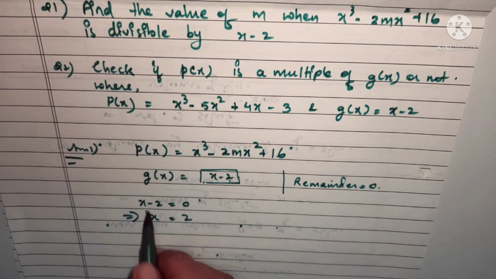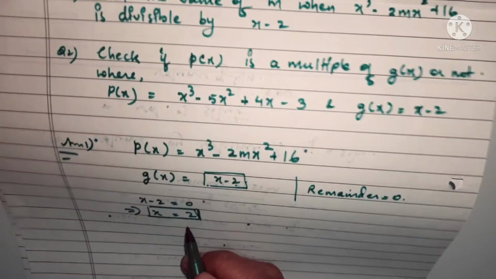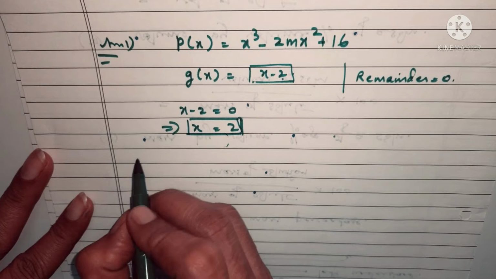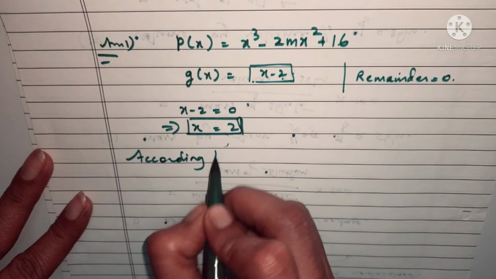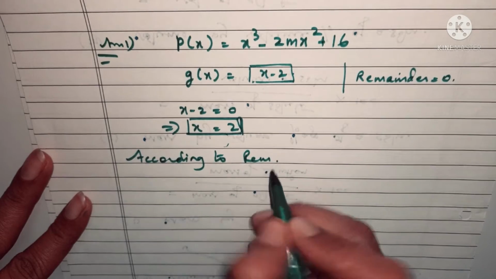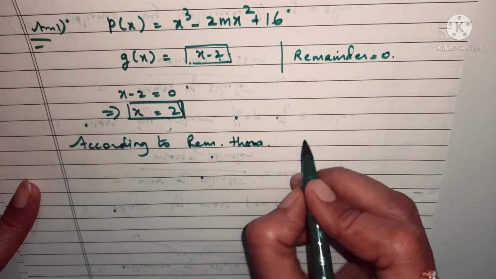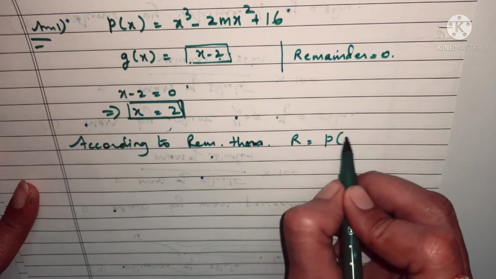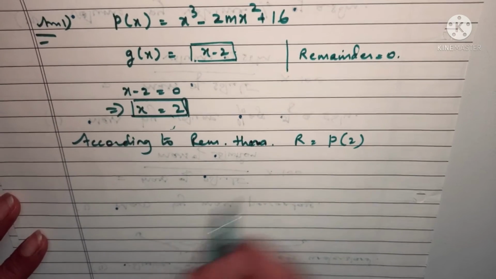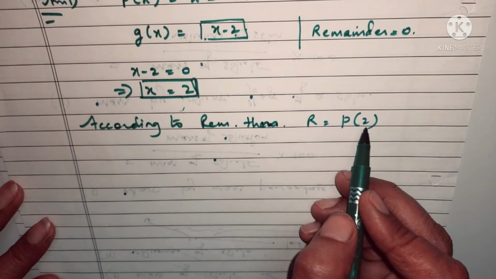Now we will find whether, now our remainder should be what? According to remainder theorem, remainder will be equal to what? P2. Okay, you will get P2 as remainder. So let us try to find out whether you are getting P2 as remainder or not.